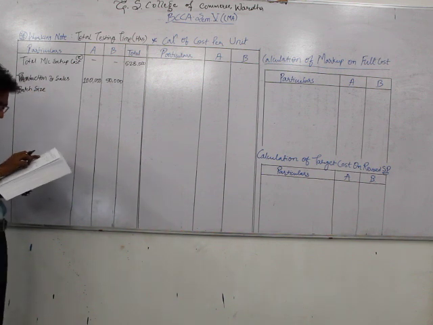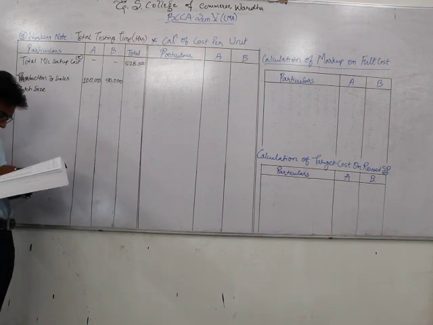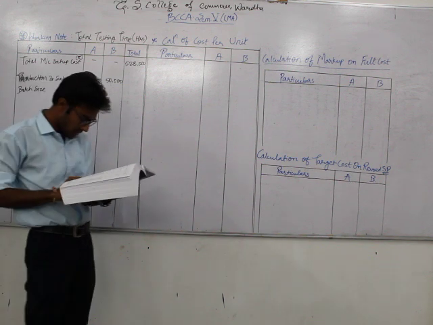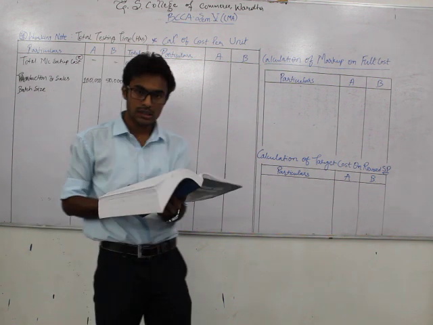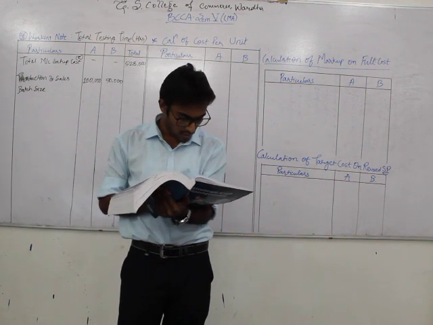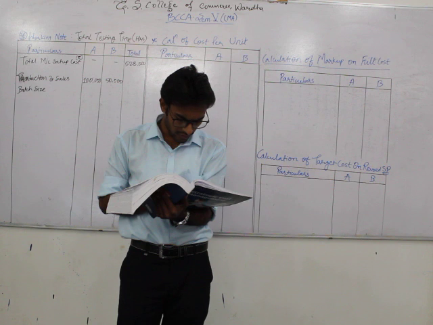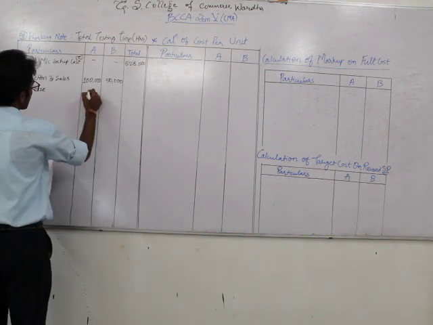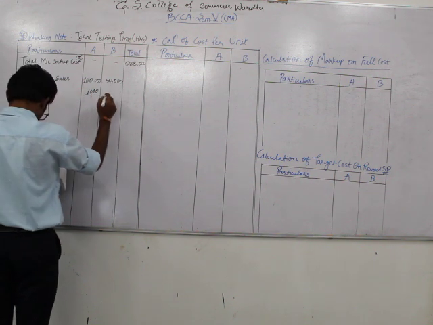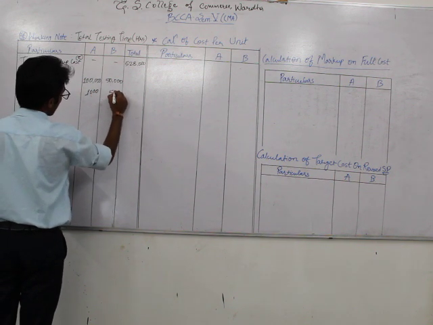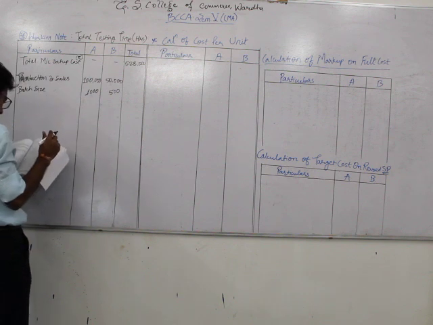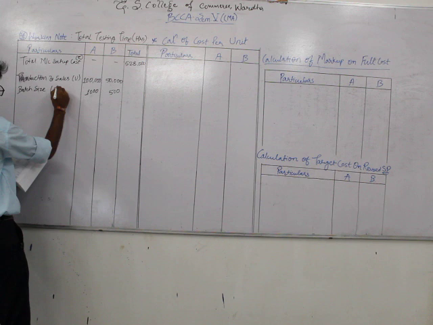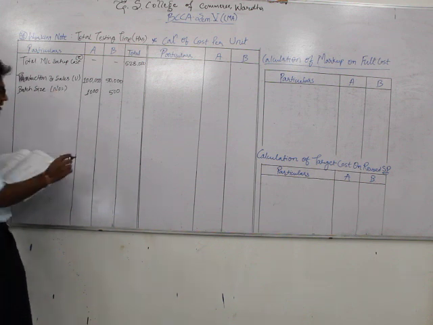And batch size, you can find that in the third column, third table, where you will get the first point, production batch size, and that one is 1,500. This is in units, and this one is in numbers. This is the batch size.